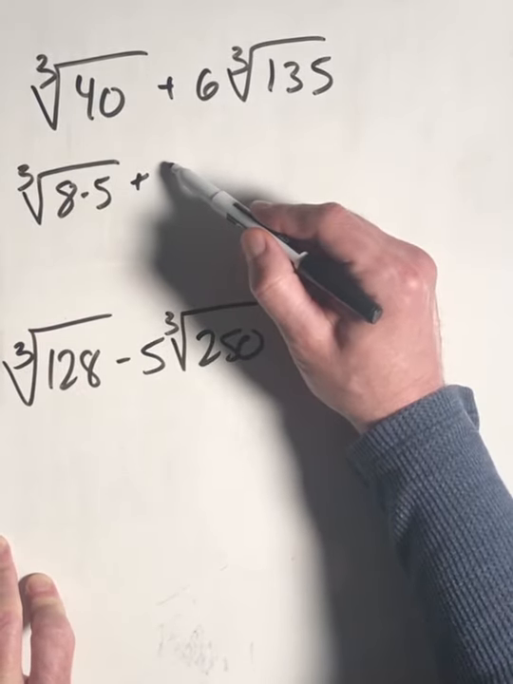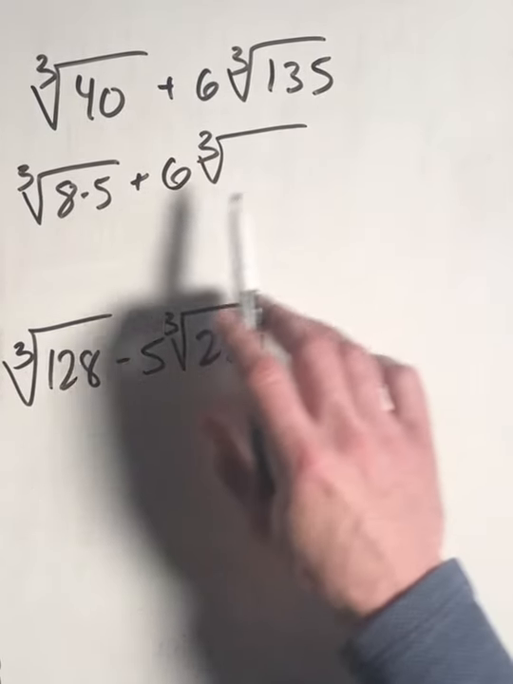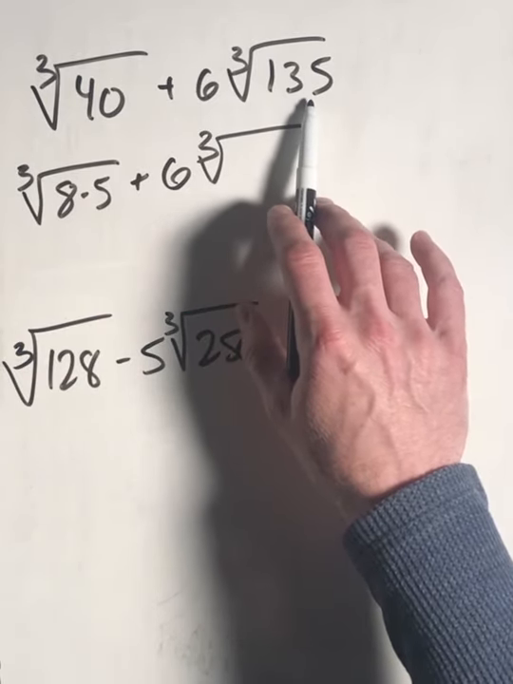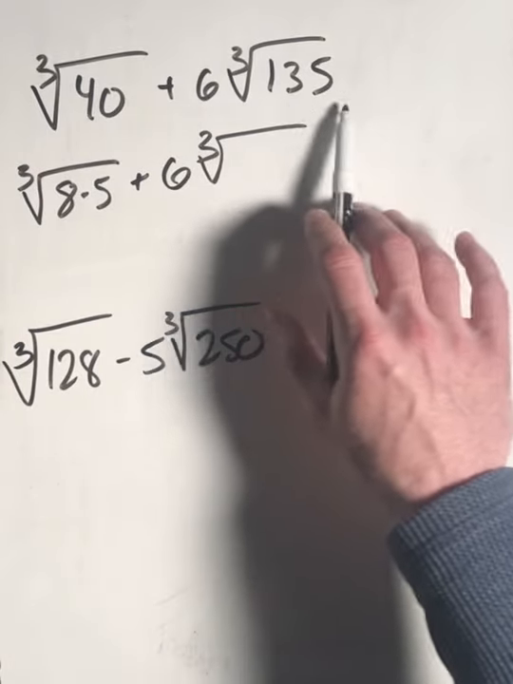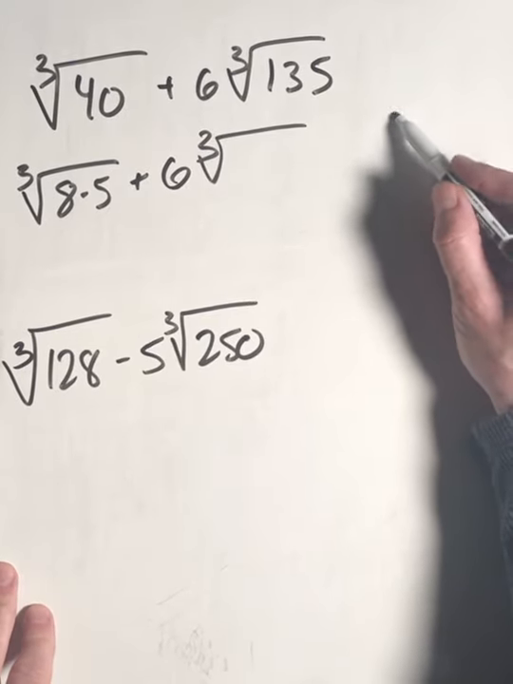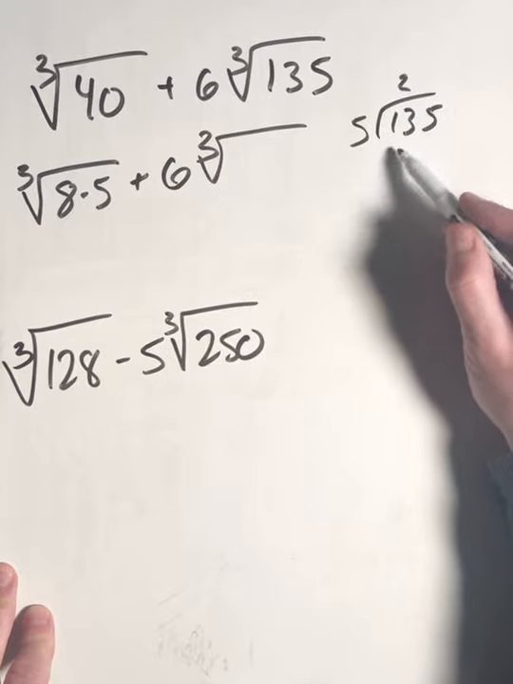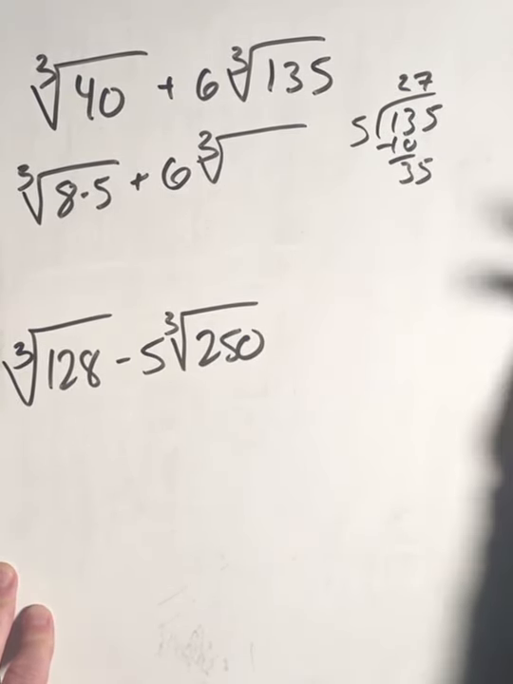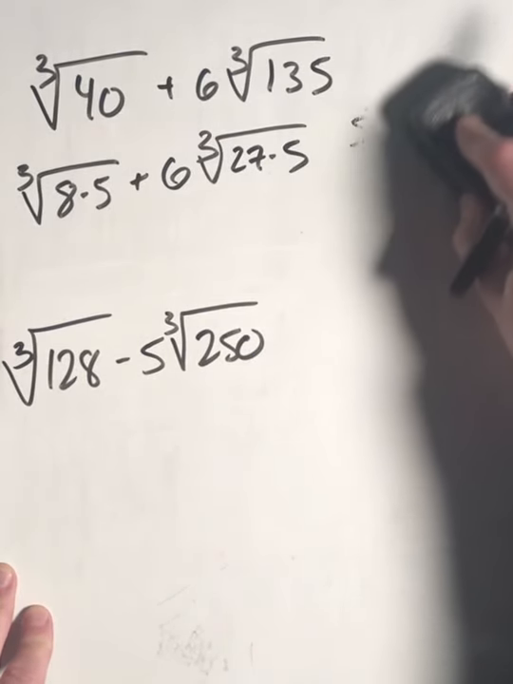Now, I'm going to be adding 6 times the cube root of 135, and I'm going to be looking for either an 8 or a 5 in there. So if I were to factor a 5 out of 135, so basically take 135 and divide it by 5, right? If you wanted to look at that, 135 divided by 5, that would be 27. So this is really 27 times 5.